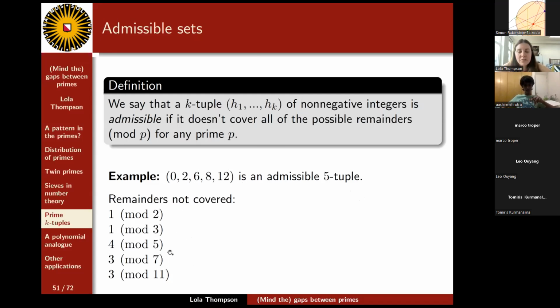Eventually you get to a point where your number is bigger than the number of elements in your tuple, and then there's always going to be some remainders not covered. So once you check that there's always at least one remainder not covered mod p for any prime p, then it is in fact possible to get an infinite tuple of primes, or at least there's no obvious obstruction preventing that. In the rest of this talk, we're going to restrict ourselves to only these admissible k-tuples, and we're not going to worry about the problematic ones like p, p plus 2, and p plus 4.